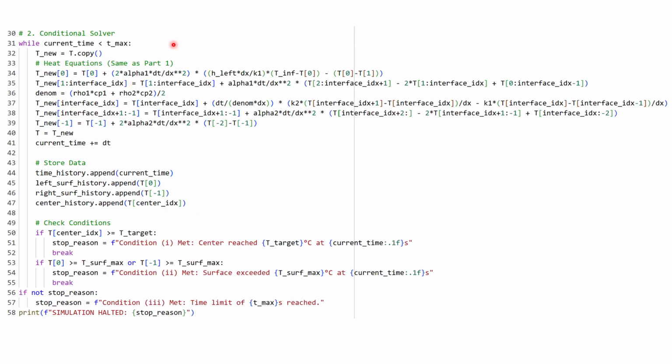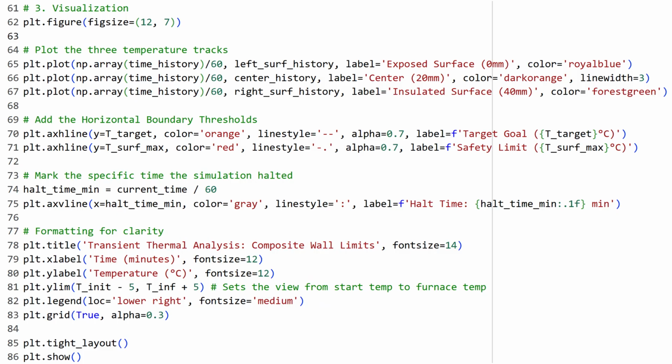Next is the solver, which runs on a while loop, which first ensures the current time is less than the maximum time, otherwise the loop would stop. And in the loop, the same heat equations from part 1 are solved, stored, and for each forward step, the conditions are checked with an if statement below. The last part of the code assimilates this information onto a graph.